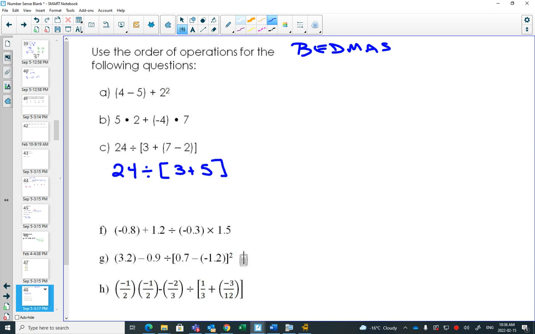And once you do the calculation in the brackets, if the number is positive, you can get rid of the brackets. Now what can we do? We have brackets again. 3 plus 5 is 8, and now we have 24 divided by 8, which is 3. And so sometimes you can put equal signs as you go along. We get 3 as an answer.